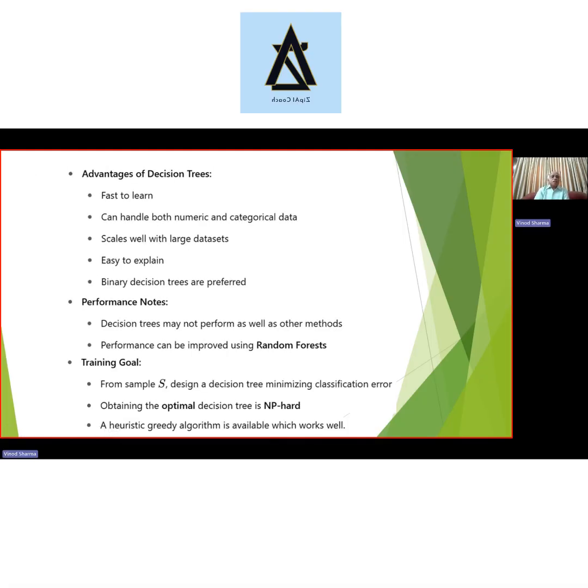Advantages of decision tree: these are fast to learn. Given the training sample, fast algorithms are available. An important thing is they can handle numeric data as well as categorical data. Numeric data is when the observations x belong to some Rn, so these are real valued vectors of length n.